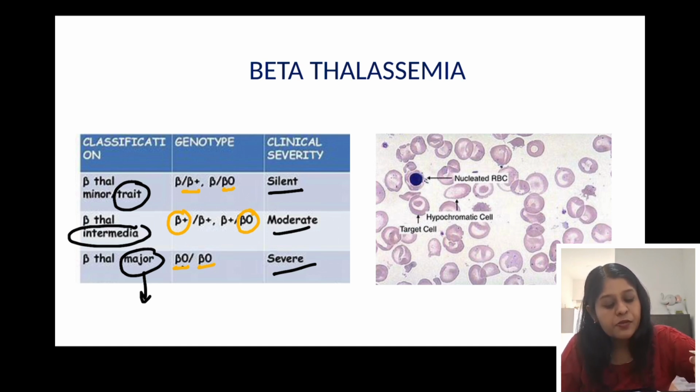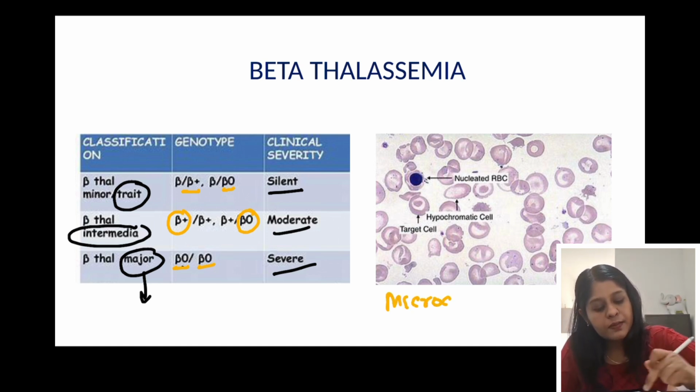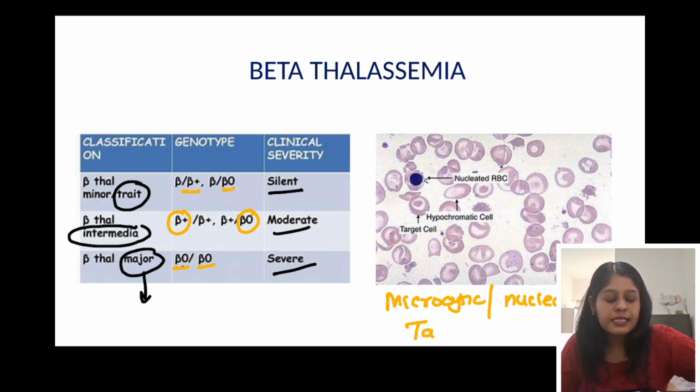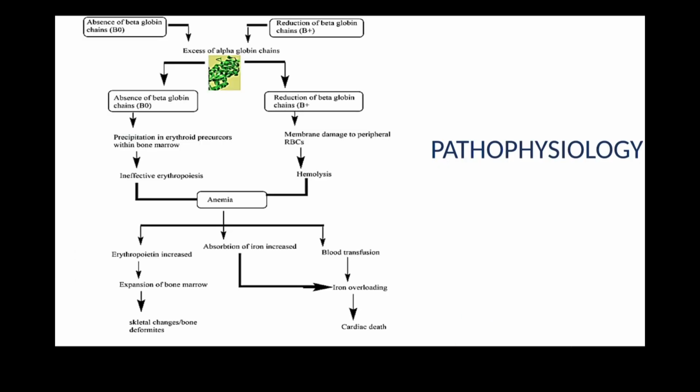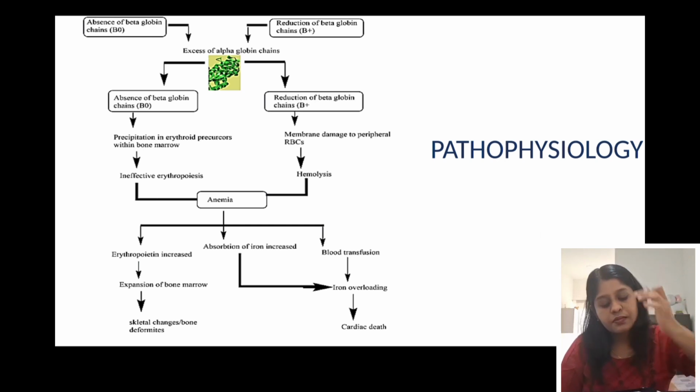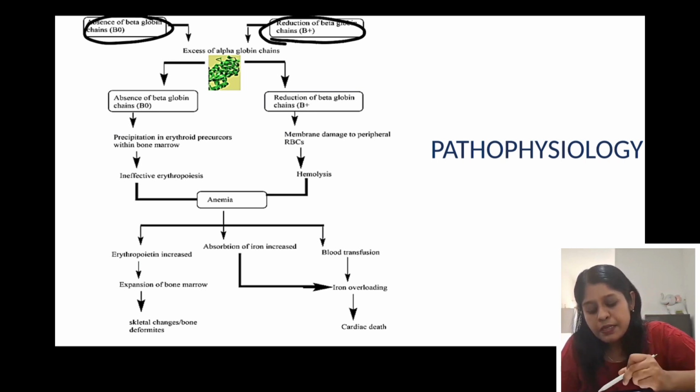So in the peripheral smear, what do we see? The RBCs in the peripheral smear will be microcytic and hypochromic, with target cells and nucleated RBCs present. So you can see microcytic hypochromic anemia with target cells and nucleated RBCs. This nucleated RBC shows that premature precursor RBCs are being produced.